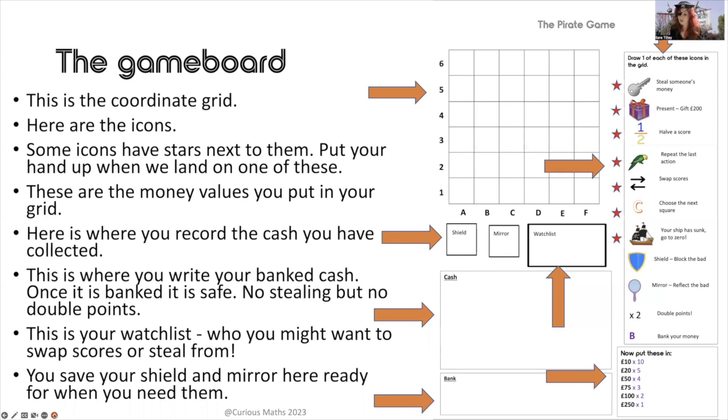These two boxes here are for the shield and the mirror. And these two icons are really important because they're like protection icons. So once you call the square out and a child has got a shield or a mirror, what they need to do is they need to draw a picture of it in those boxes there. And they can use the shield or the mirror at any time during the game, but they can only use it once. So if they use the shield, they will block the badge. Once they've used it, they have to cross it out. So it can only be used once. And that's quite an important point to emphasize with the children.